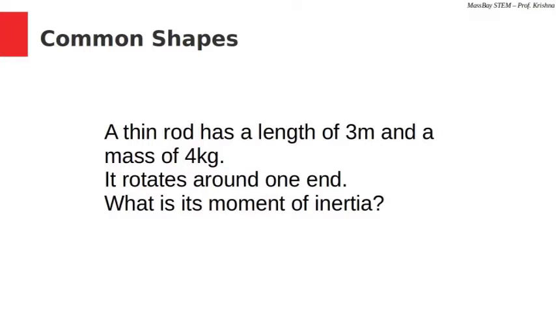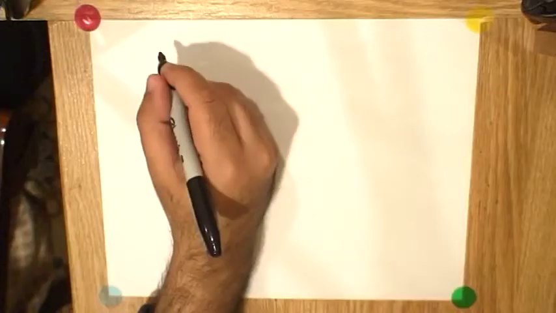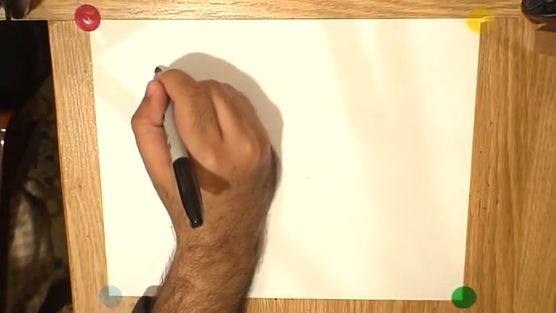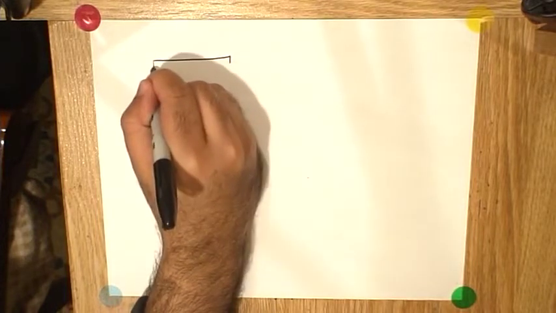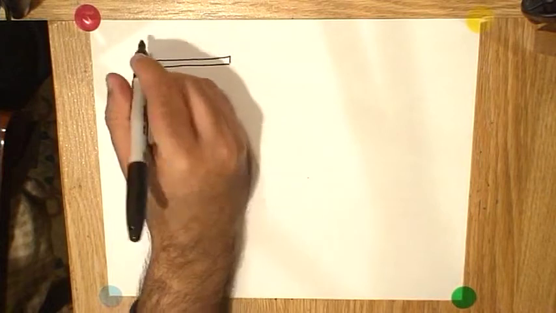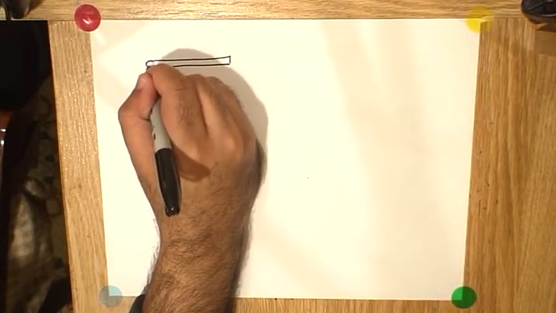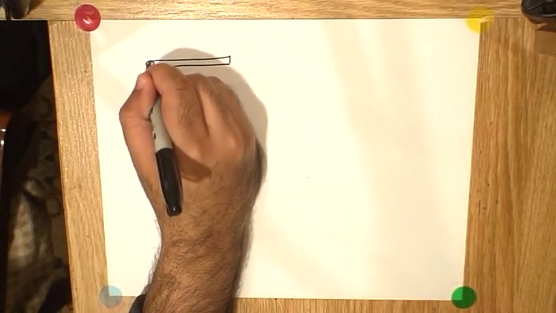A thin rod has a length of 3 meters and a mass of 4 kilograms. It rotates around one end. What is its moment of inertia? In this case, we have a rod which is this long, which is hinged at one side.